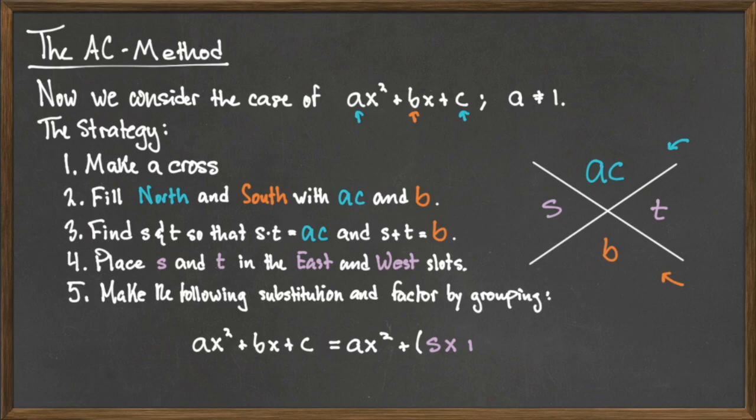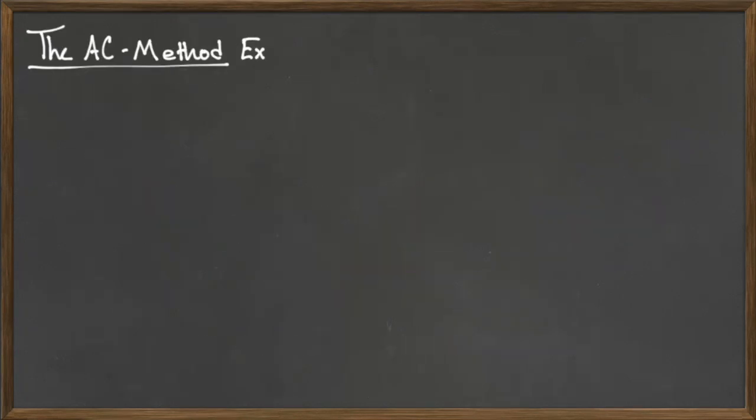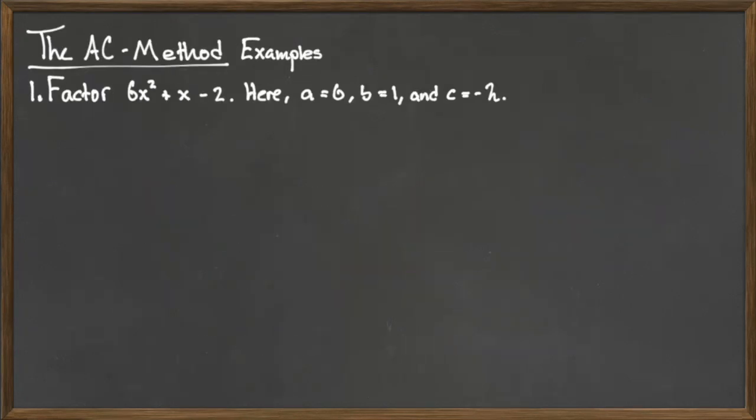So I'm going to take ax squared plus bx plus c and change bx into the term s times x plus t times x. This might seem kind of weird, but this replacement of bx with s times x plus t times x will allow us to factor by grouping in a way that always works. For our first example, we'll look at 6x squared plus x minus 2. Here a is equal to 6, b is 1, and c is equal to negative 2.